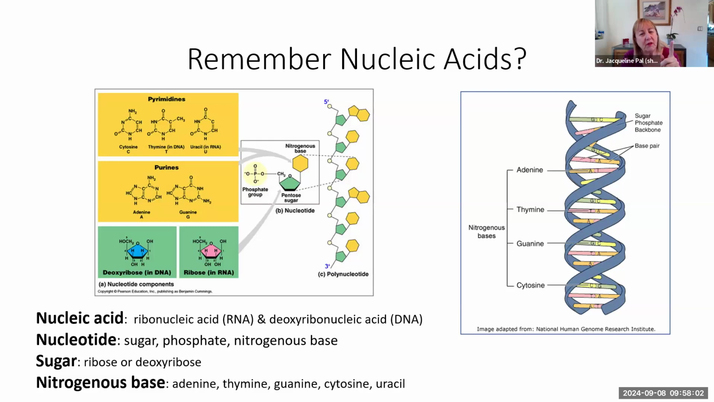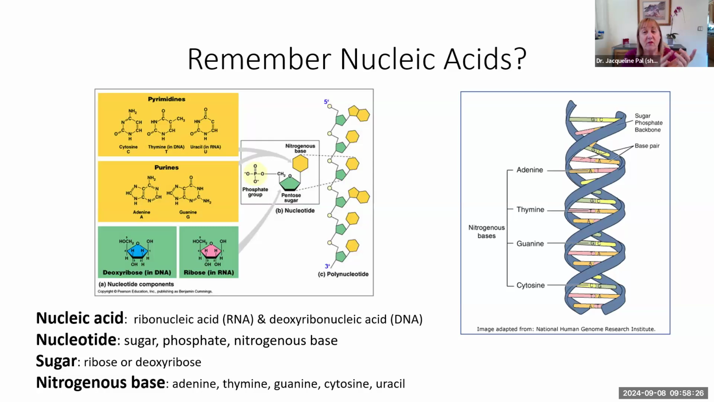Remember, there are two types of nucleic acid. There's deoxyribonucleic acid, which is your DNA, which is what exists most of the time in your nucleus. And then there's ribonucleic acid, your RNA, which is made in your nucleolus. Both of these consist of nucleotides, which are sugar, phosphate, and nitrogenous bases.